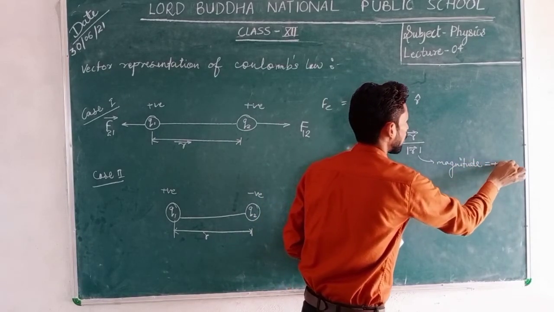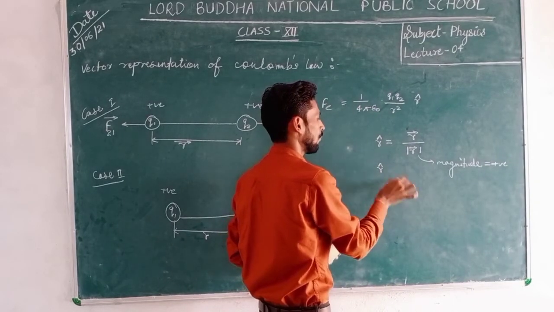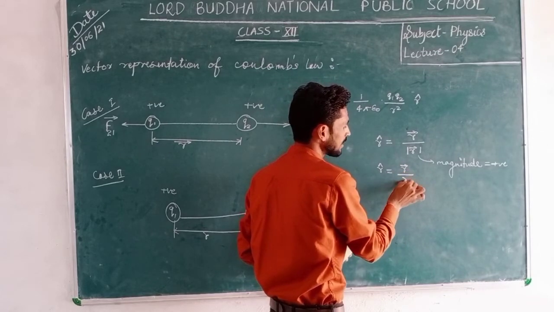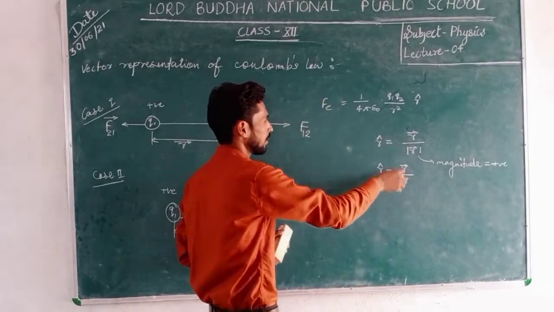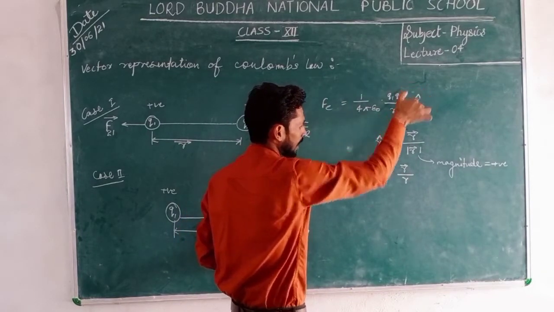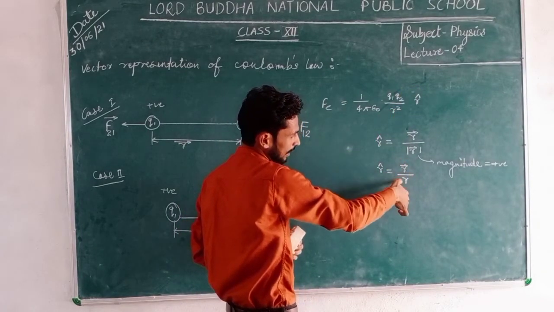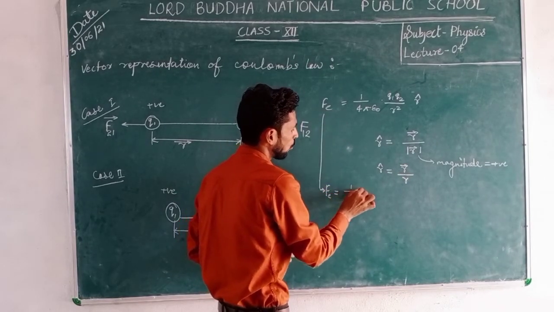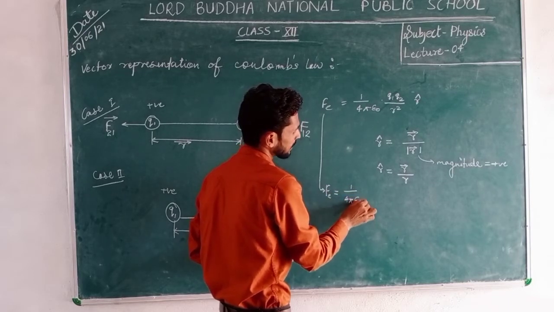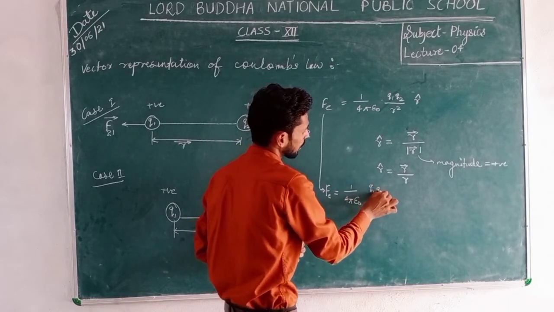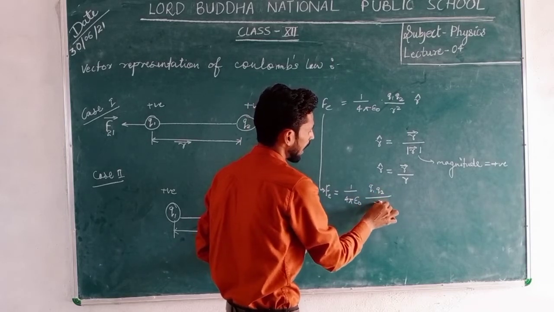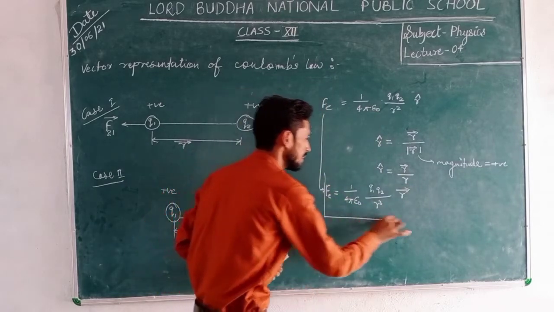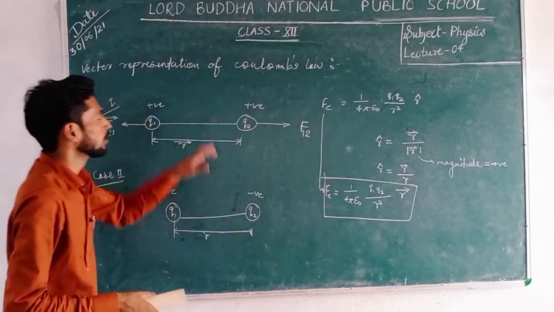It will always be positive. So we can write vector r cap equals vector r upon, simply, r. So if we put vector r upon r in place of r cap, then this formula will become F equals 1 upon 4 pi epsilon naught Q1 Q2 upon r cube, but here will be vector r. Clear? This is the vector representation of Coulomb's law.